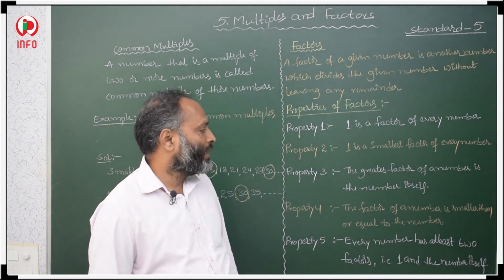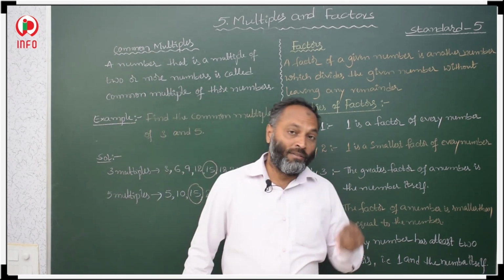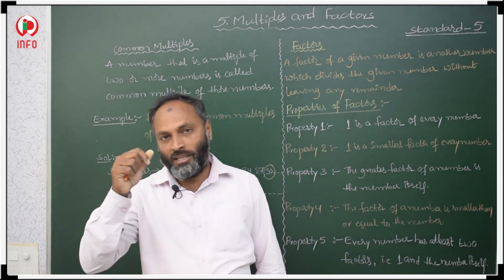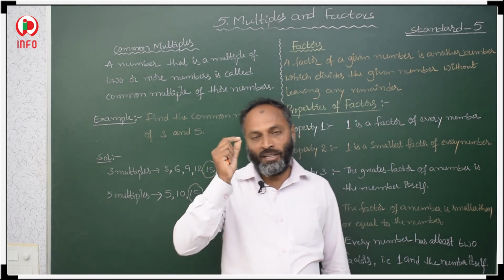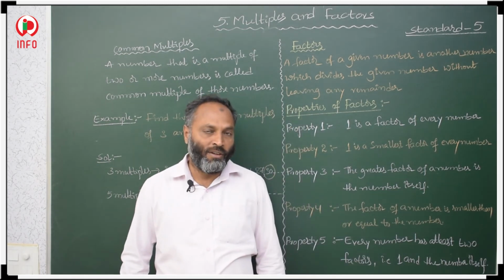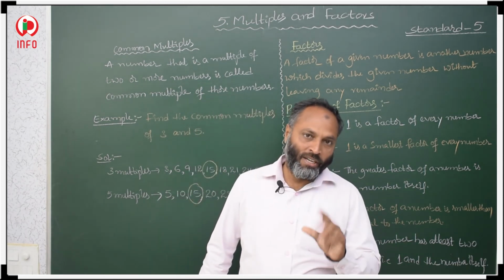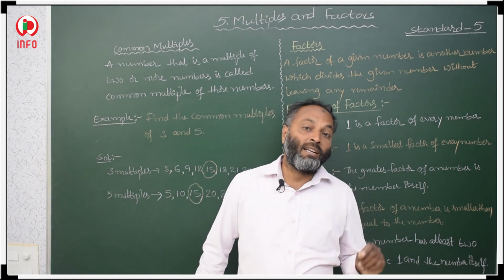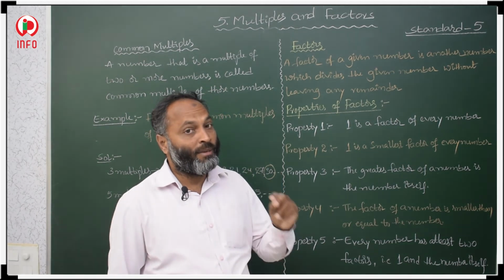Next, third property, the greatest factor of a number is the number itself. If you are finding factors of some given numbers, you will get the factors, and the greatest factor is the number itself. If I ask to find the factors of 28, after finding the factors, the greatest factor you will get is 28 only. The smallest factor is 1. The greatest factor is the number itself only.